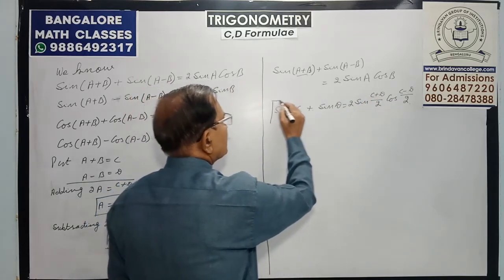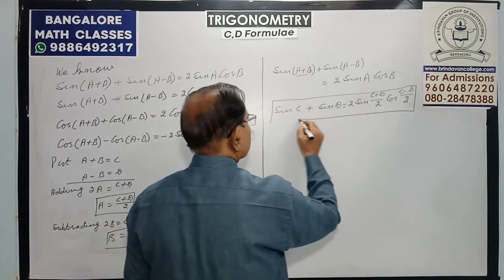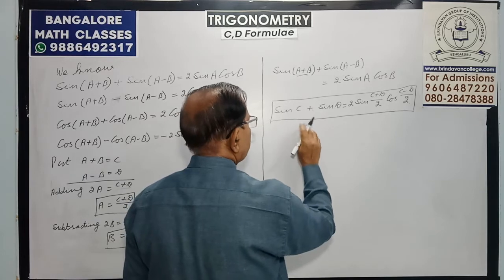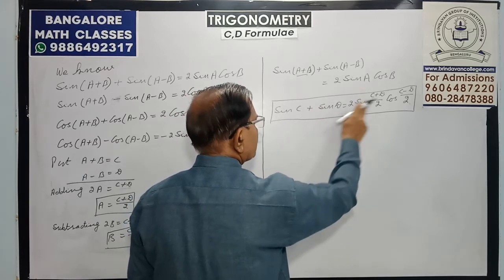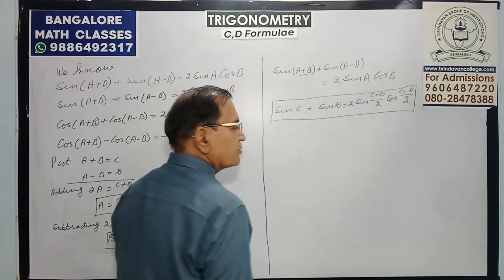This is what we call the CD identity or transformation. We are transferring sum to the product. Here we are getting the sum. Their answer is in product.